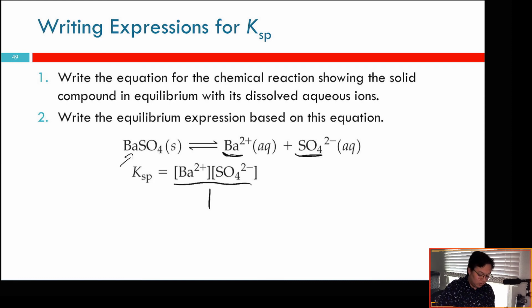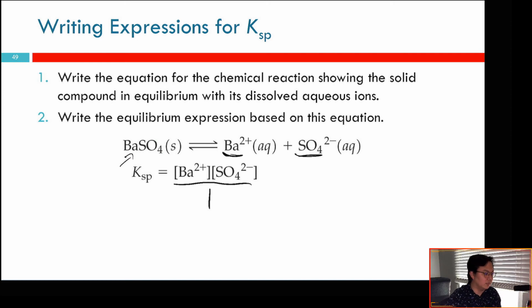So if these numbers are large, if our barium and our sulfate concentrations are large, then we'll have a large KSP because most of our barium sulfate is dissolving. If these are small, then we know that none of the barium sulfate, none of our solid, is dissolving and creating ions in the solution.